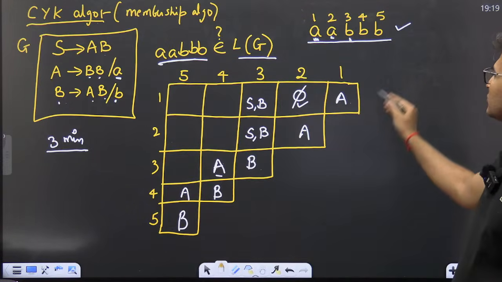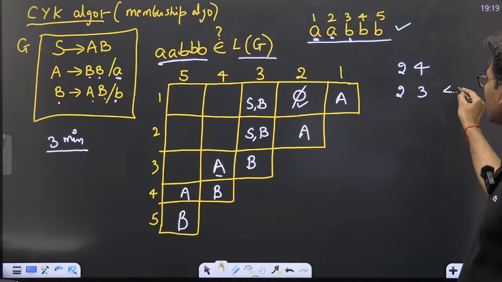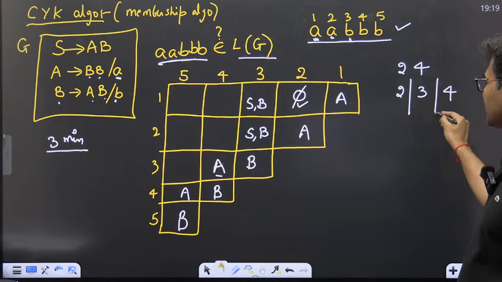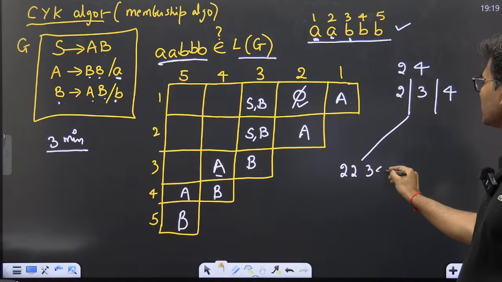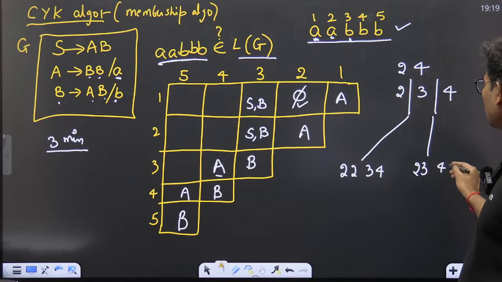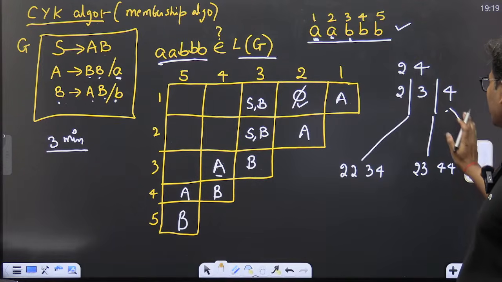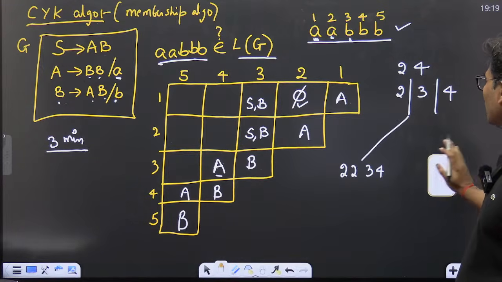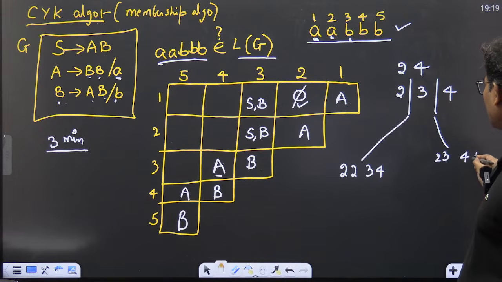2, 4. It can be written as 2, 3, 4, and it can be divided into parts like this. One part is 2, 2 and 3, 4, and the other part is 2, 3 and 4, 4. Only two parts are there, right?